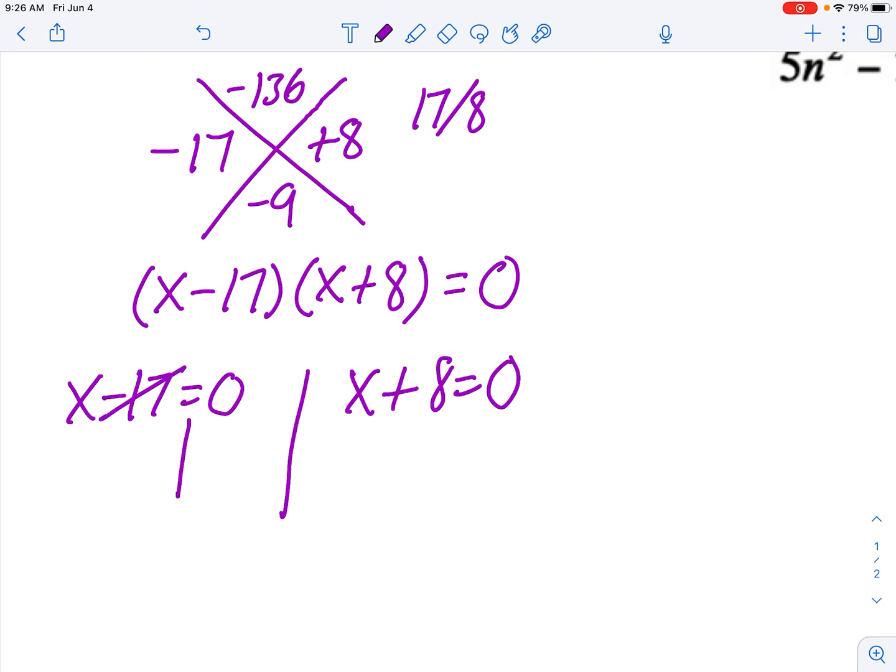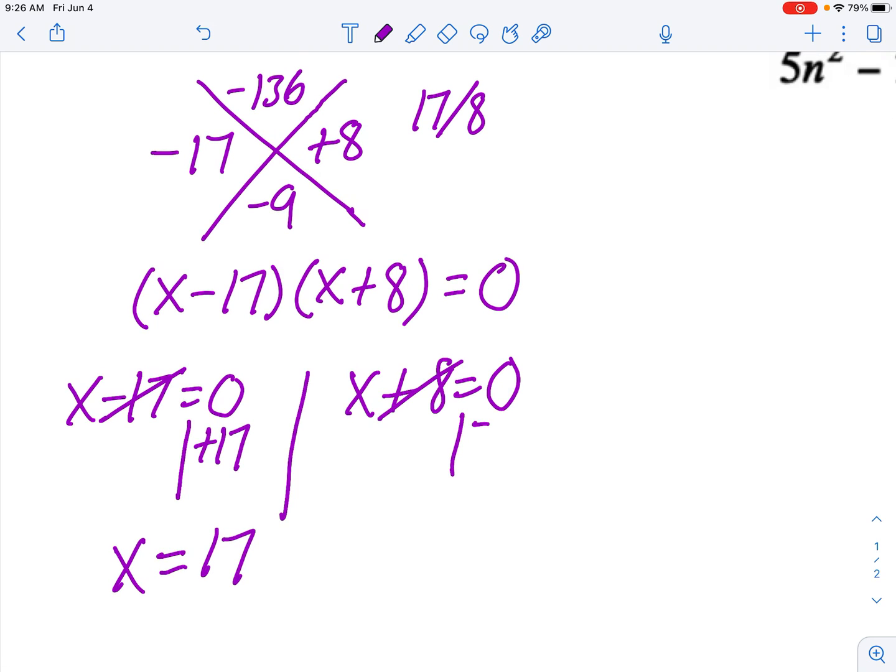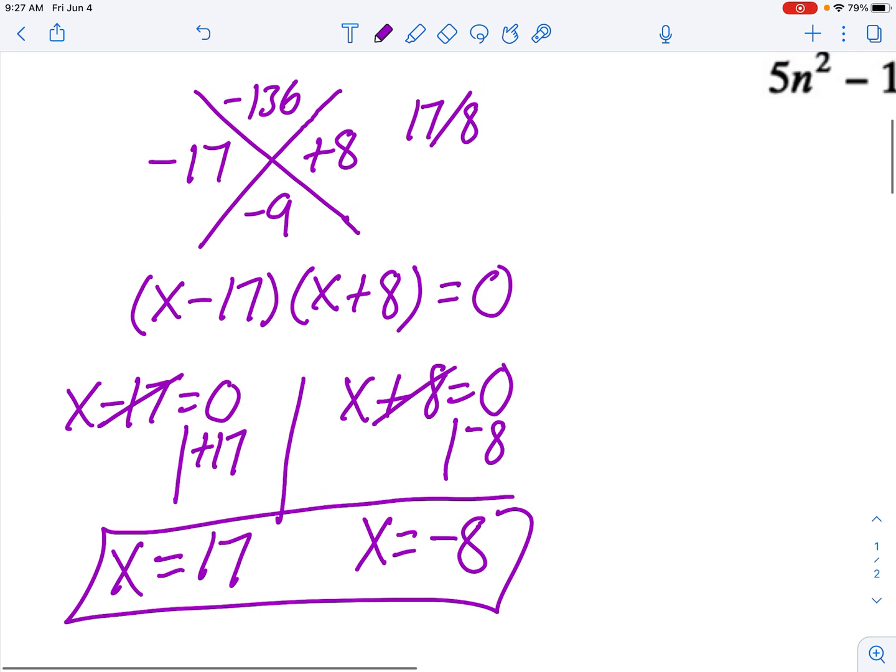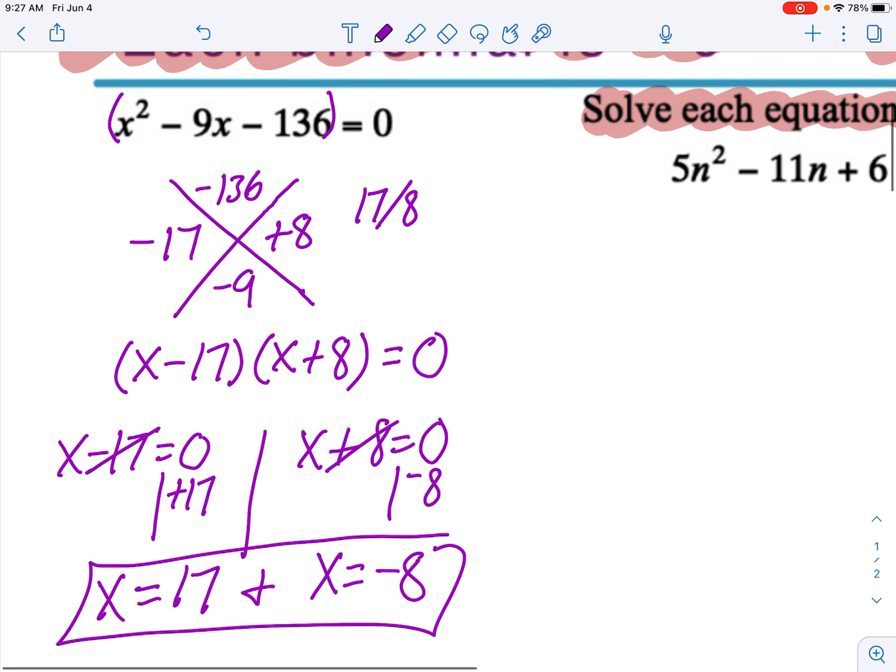Then we're going to move 17 over, plus 17, and we're going to get x is equal to 17. And we're going to move 8 over as minus 8, and we're going to get x is equal to negative 8. And there we go. Look at that. Those are our 2 solutions. X is equal to 17, and x is equal to negative 8. So when we graph and we come up with the u, that's a quadratic. This is going to be negative 8, and this is going to be positive 17. And that's what we got here. Okay, perfect.